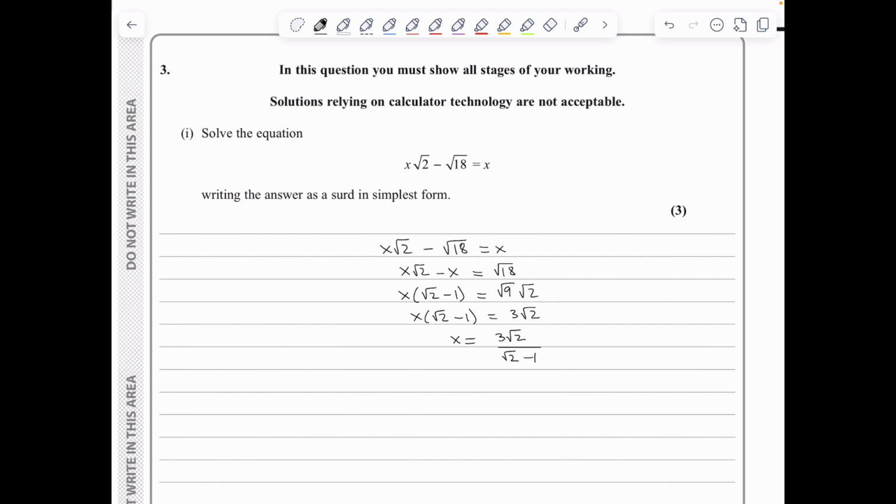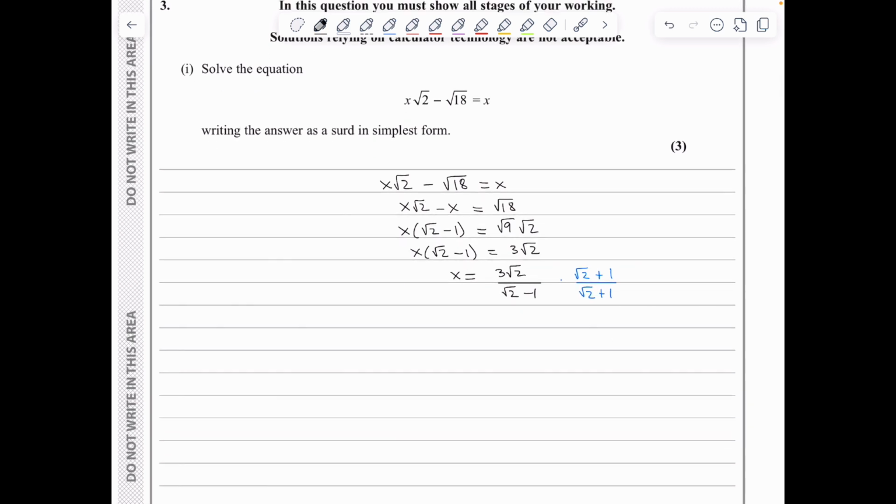I will proceed by rationalizing the denominators. I'll be multiplying by root 2 plus 1 over root 2 plus 1. And let's proceed by expanding and simplifying. So we've got that x is 3 root 2 times root 2. So it's 3 times 2. So let me write this down. 3 times 2 plus 3 root 2.